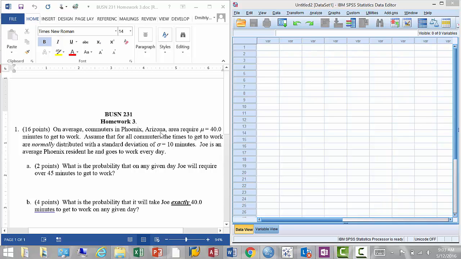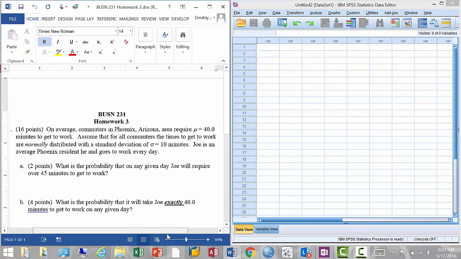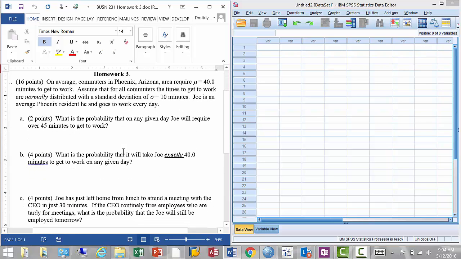On average, commuters in Phoenix, Arizona require 40 minutes to get to work because of traffic conditions, weather, things that change every day. It doesn't take you exactly the same amount of time every day, so there is a distribution. The average time among all people who drive to work is 40 minutes. Assume that for all commuters, the times to get to work are normally distributed with a standard deviation of 10 minutes. Joe is an average Phoenix resident, and he gets to work every day.